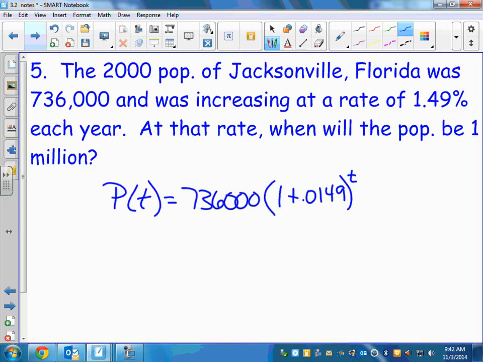I think this will be my equation. Do you agree with that? Oh, I didn't even read the thing. Just like we did before, the initial population was 736,000 times 1 plus 0.0149. Yeah. If you wanted to get rid of the zeros there and just say 736, you could, but you have to make sure when you plug 1 million in that you do that also, which means I'm just going to leave it like this. You plug it into t. Plug what into t? You tell me, when will the population be 1 million? Does t represent the population? No, P does. I want to know when this equals 1 million, right?